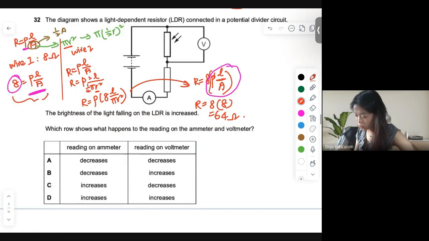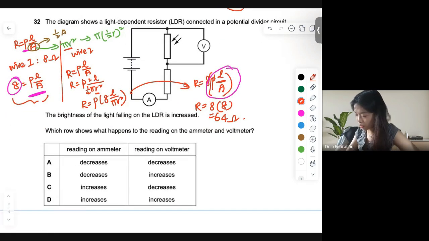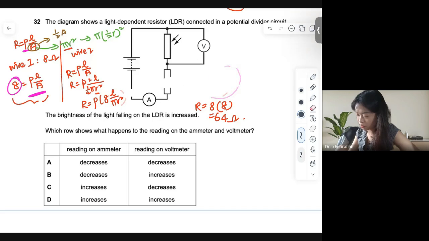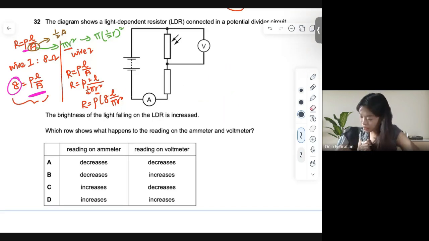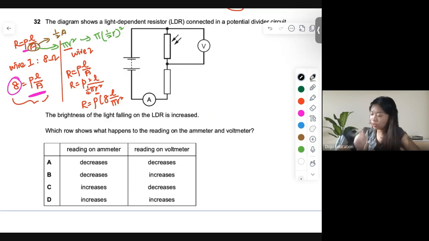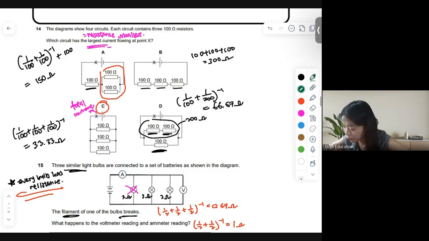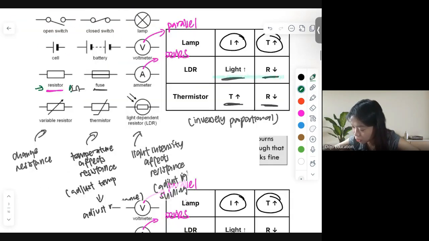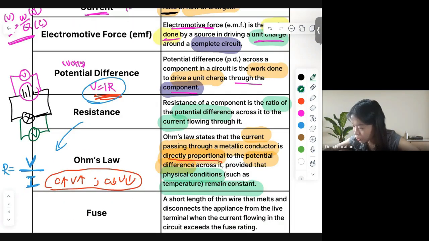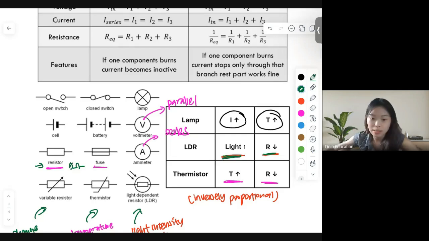For question 32, it says the brightness of the light falling on the LDR is increased. Just now we said LDR is basically about the light intensity affecting the resistance. When the brightness increases, what will happen? Let's recap by looking at the relationship here. When the light increases, the resistance decreases.